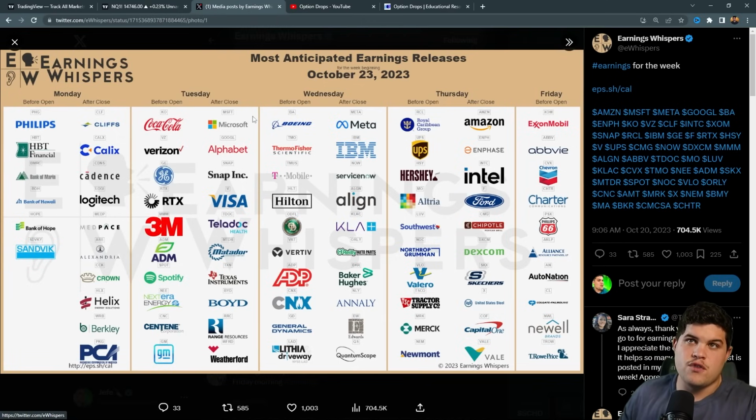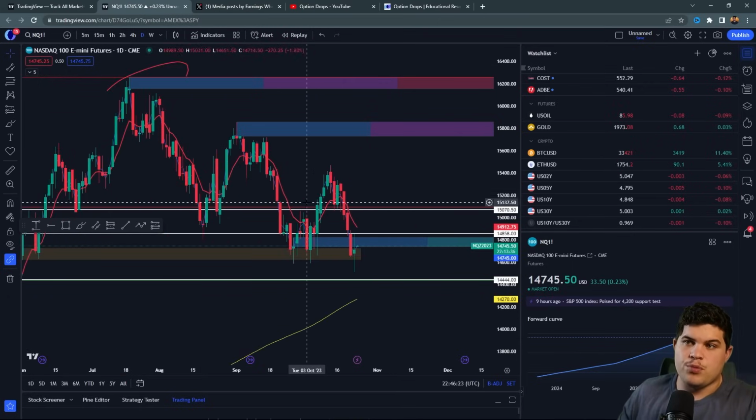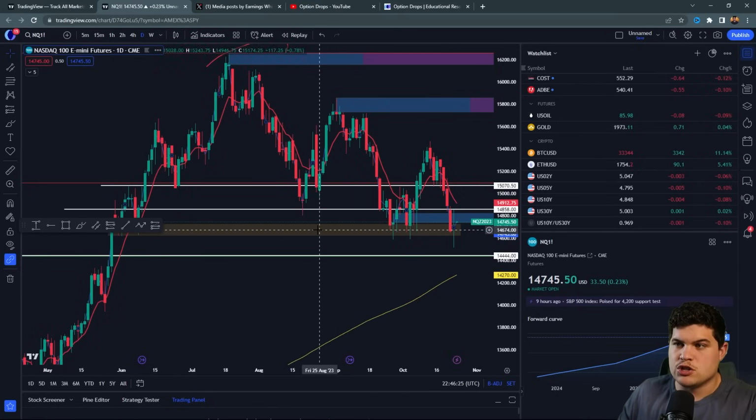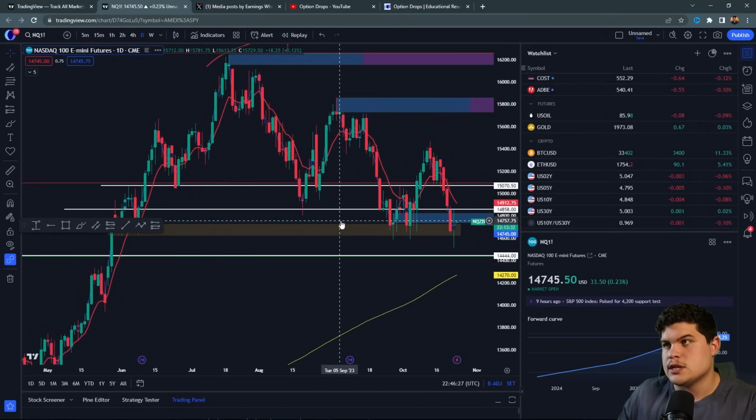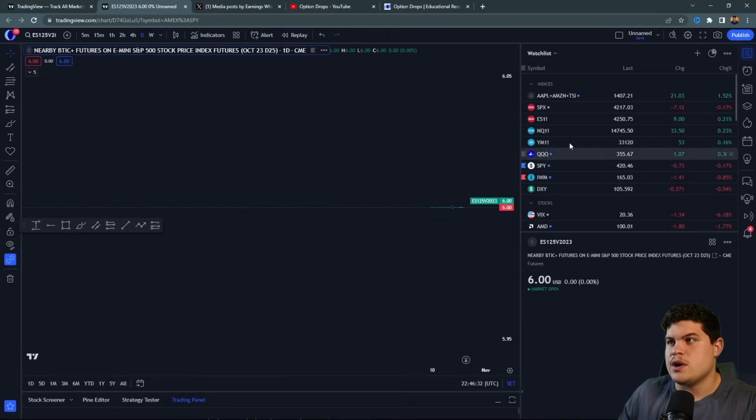But let's go over some of these names here. Microsoft, Alphabet, and what's happening there. And I want to prove a point here. So one, we're at a major support. We're at a clear major support right here, 14.6. Go into ES, what's happening here, right? Jumping back into ES.